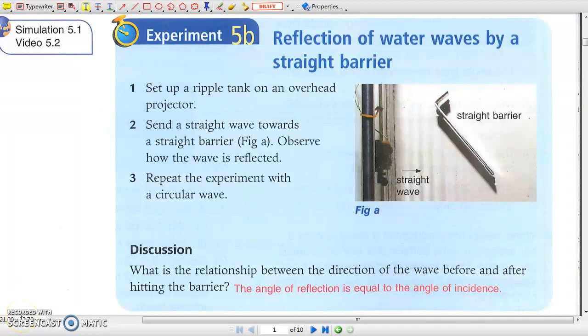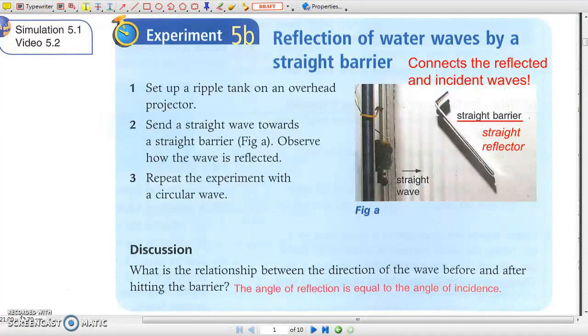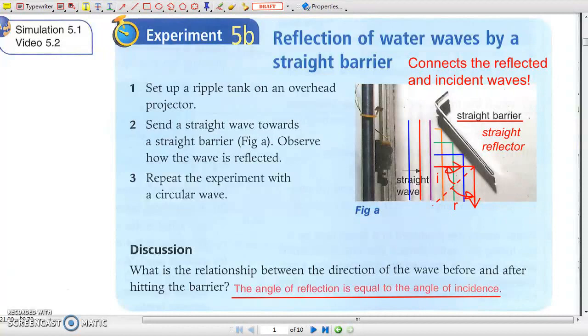We can see quite clearly how water waves are reflected by a reflector or barrier. The straight wavefront is reflected as a straight wavefront, without change in shape but only direction of propagation. And wave reflection follows the laws of reflection, which include: the angle of incidence equals the angle of reflection, and the incident and reflected waves lie on the same plane.